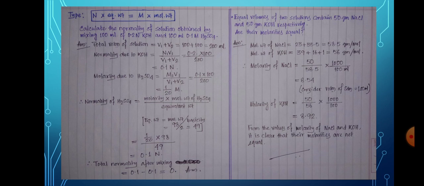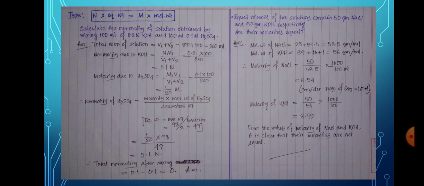We know the total volume of the solution equals V1 plus V2, that is 100 plus 100 equals 200 ml. Normality due to potassium hydroxide equals N1 V1 by total volume V1 plus V2, which equals 0.2 into 100 divided by 200, that is 0.1 normal. Molarity due to sulfuric acid, simple, M1 V1 by total volume V1 plus V2, equals 1 by 20 molar. Now normality of sulfuric acid equals molarity into molecular weight of sulfuric acid divided by equivalent weight.